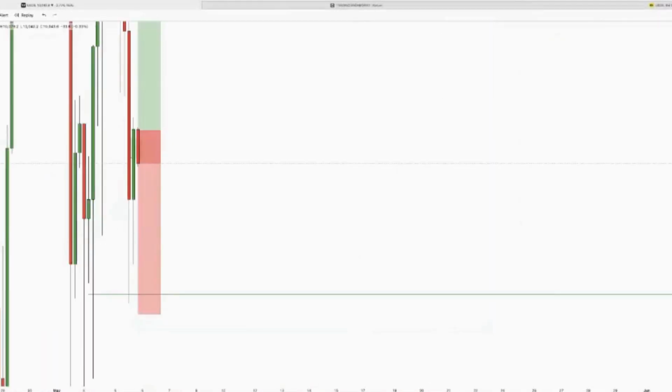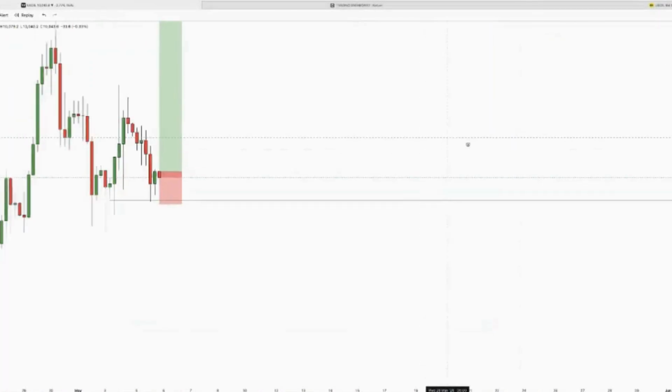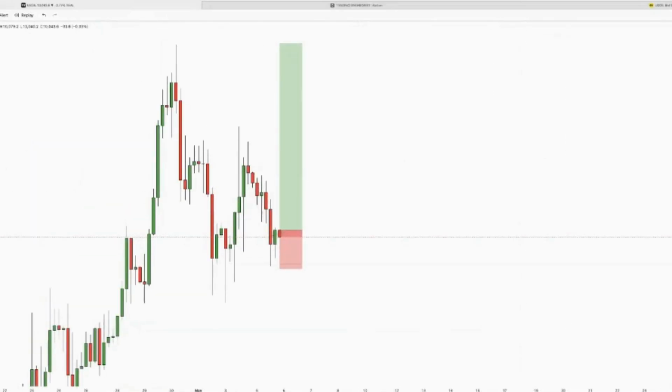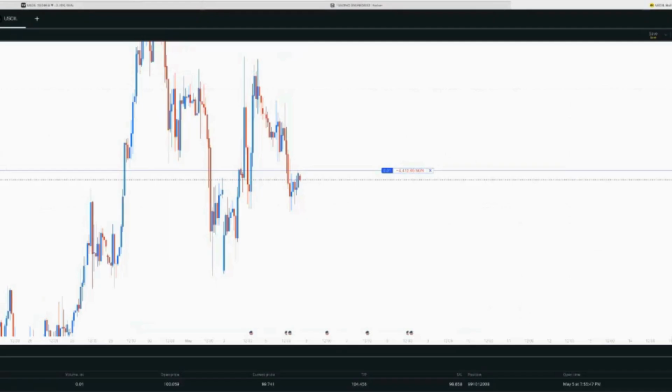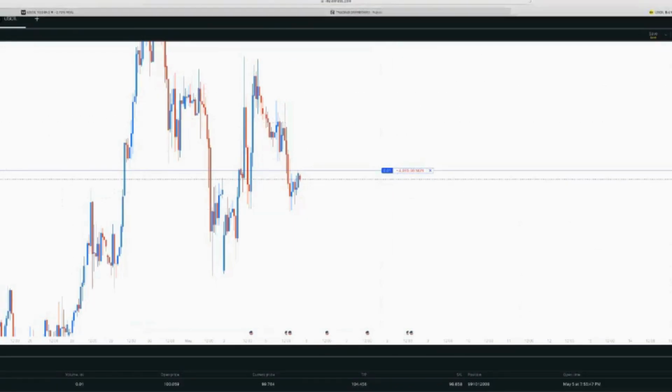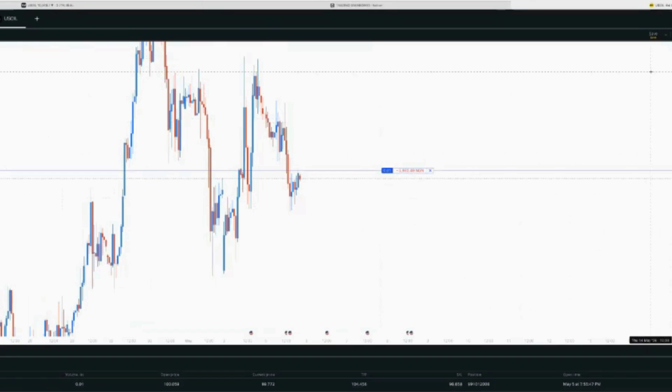I'm documenting everything. Remember, we started with 20,000 naira. I'm currently on the US oil buy. We started this account with 20,000 naira. We took it to 51,000 naira.